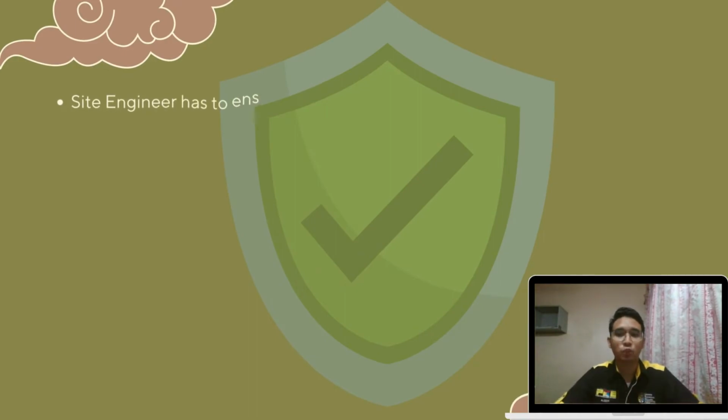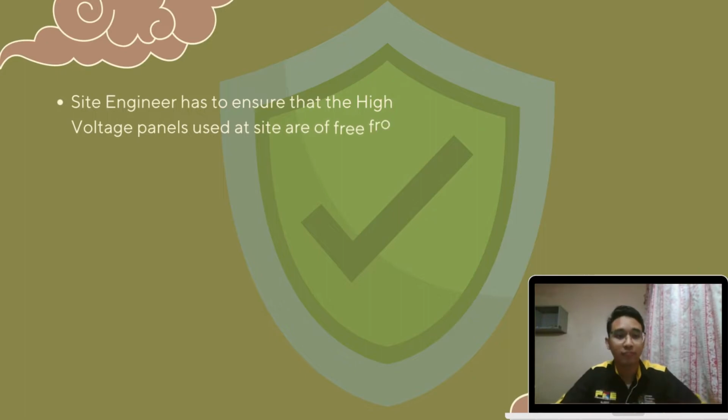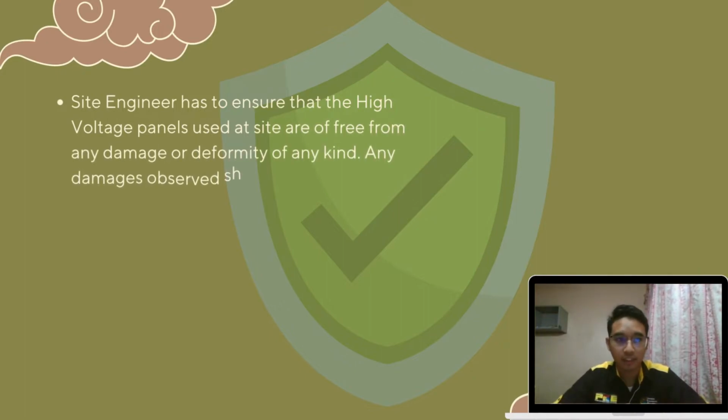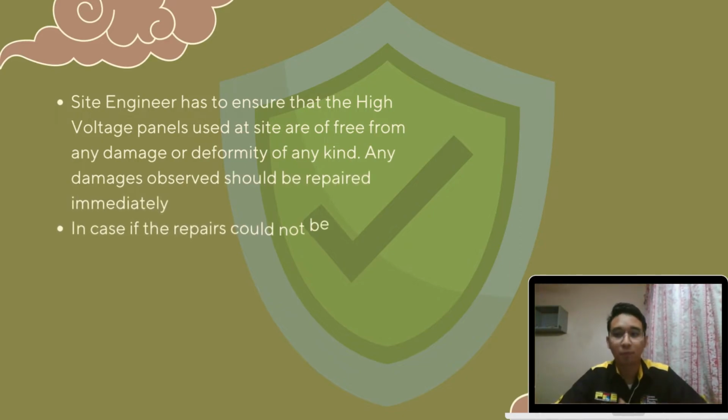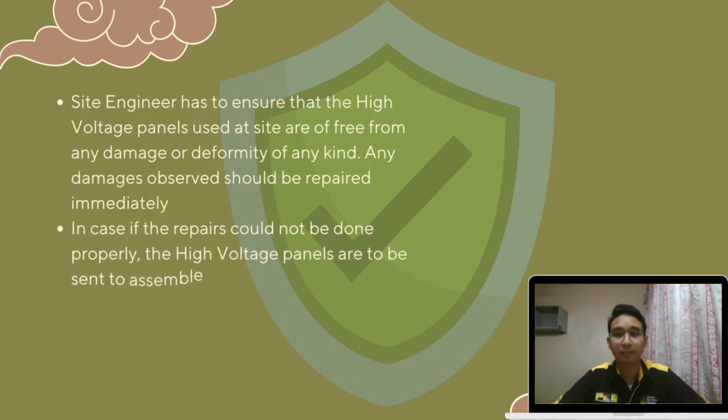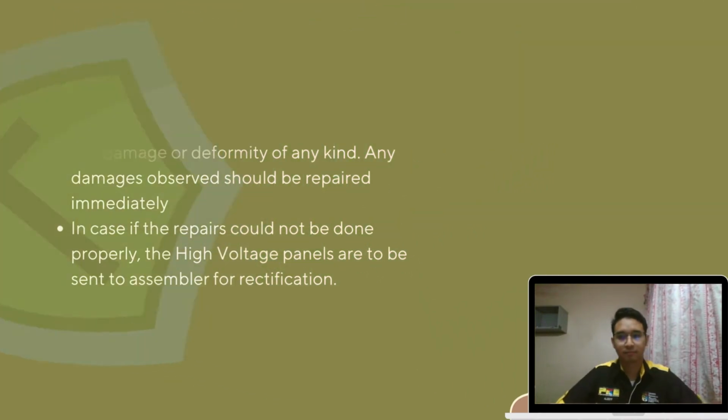the installation. The site engineer has to ensure that the high voltage panels used at the site are free from any damage and deformity of any kind. Any damage observed should be repaired immediately and properly. If the repair process couldn't be done properly, the high voltage panel that has been used at the site needs to be sent to the assembler for the rectification process.